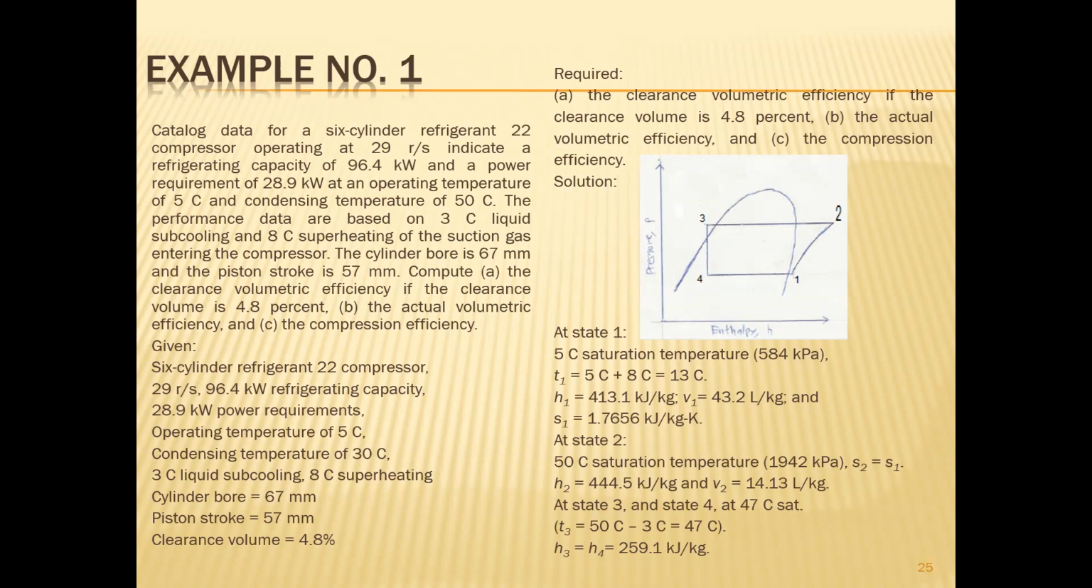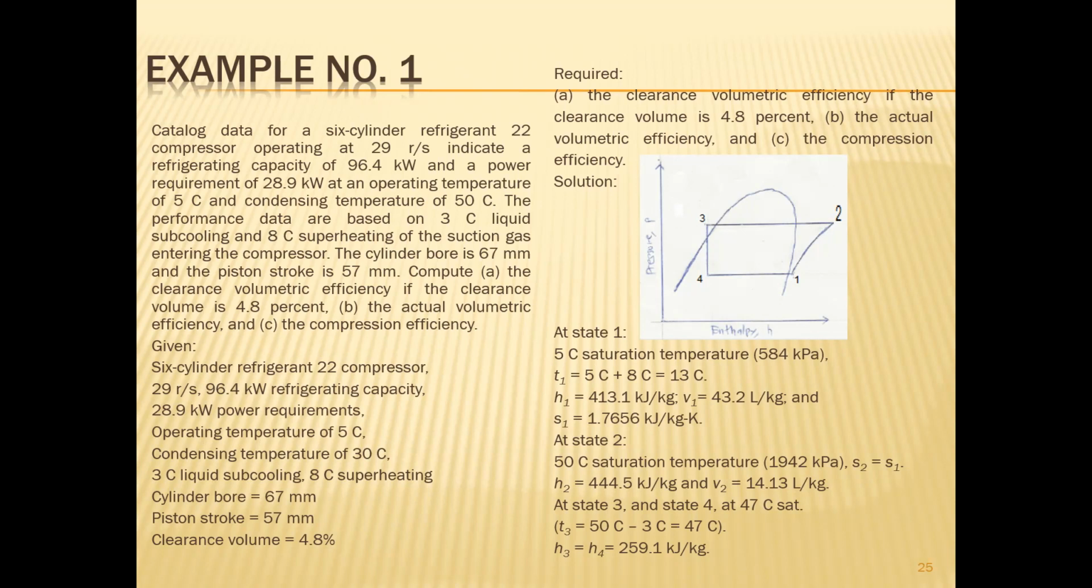Solution. Let's draw the figure, because that will be our reference for the cycle. So at state 1, that is 5°C saturation temperature, which is a pressure of 584 kilopascals. The pressure extends into the superheated region. So T1 is 5°C plus 8°C, equal to 13°C, because the saturation is 5°C and you have 8°C of superheating. So the actual T1 is 13°C.